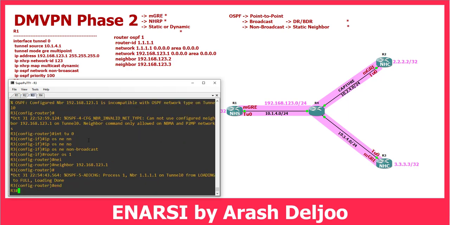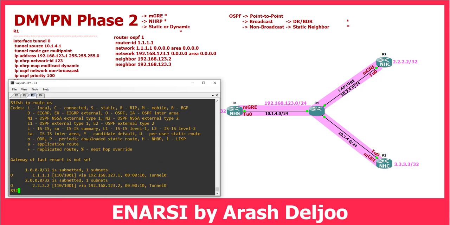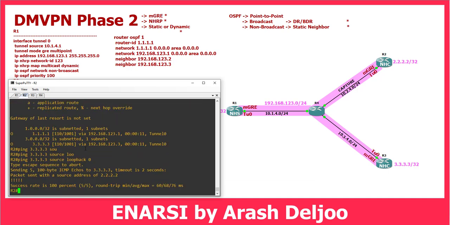In router 3 we also have similar conditions. Show IP route OSPF. Look here, we have received quad 1 and quad 2. Because of that, you can use ping quad 3 with the source of loopback 0. It is working. It is possible to use non-broadcast, but it is not recommended. Maybe in some rare cases you need to use the non-broadcast option.